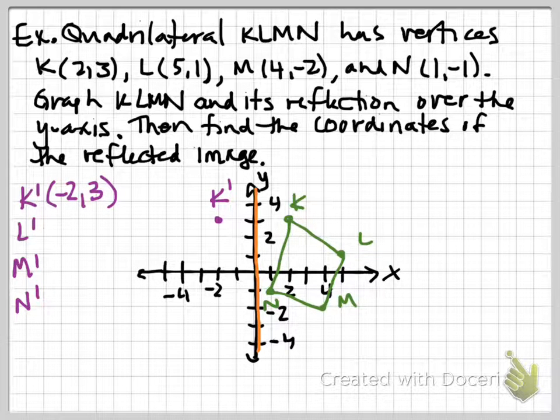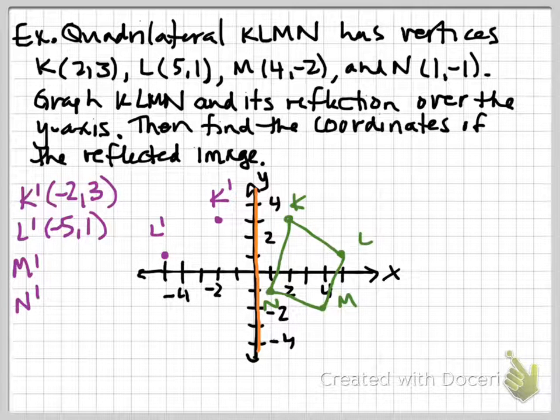Okay? Let's see, L is 1, 2, 3, 4, 5 to the right of the axis of symmetry, or not axis of symmetry, sorry, the line of reflection. So L prime would be 5 to the left. So 1, 2, 3, 4, 5. So there's our L prime. And its coordinates are (-5, 1). So compared to L was at (5, 1). So same thing. The y's didn't change, but the x's did.